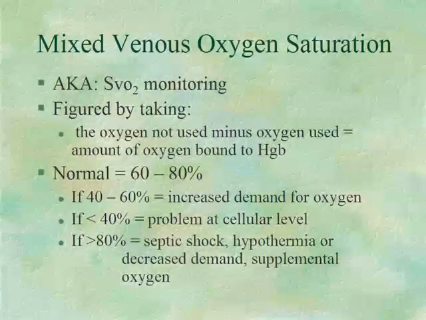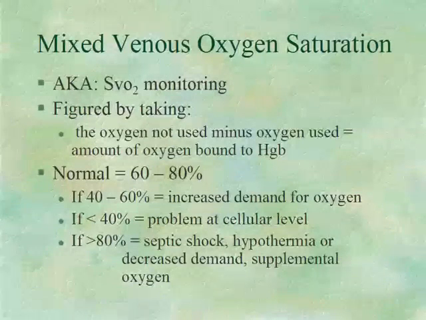Your mixed venous oxygen saturation is also known as SvO2 monitoring. It's figured by taking the oxygen not used minus the oxygen that's used, and this gives you the amount of oxygen that's bound in your hemoglobin. Your normal SvO2 is 60 to 80%. If 40 to 60%, you'll have an increased demand for oxygen. You may have a patient who has a decrease in cardiac output, a decrease in hemoglobin, or a decrease in your oxygen supply. If it's less than 40, you have a problem at the cellular level, and you have a patient who is in lactic acidosis.